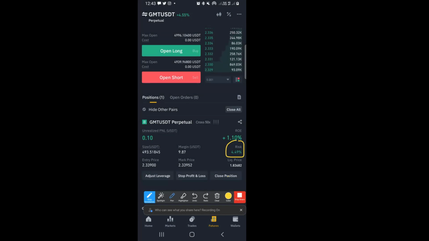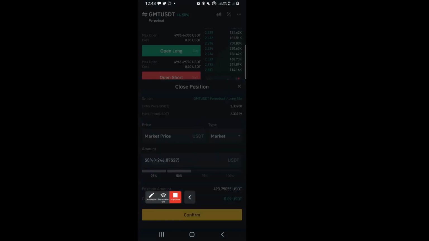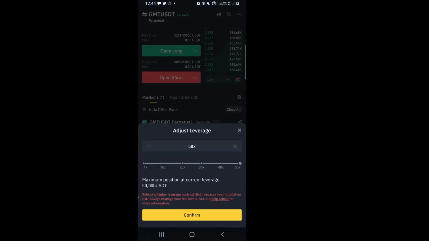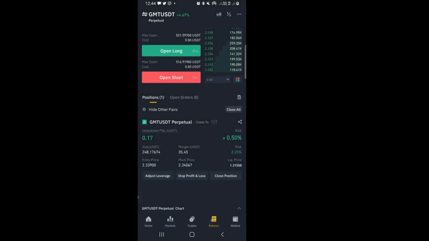4.49. If I close half of this trade now, it should be 2 point something. You can see now the risk is 2 point something. So this is how to manage your risks. Your return on investment, that number you see there in percent, is just affected. If I go to 10x, or let's go to something like 7x now, you will see if I share, it's very, very little.